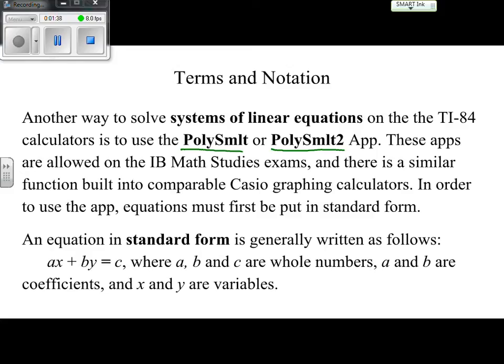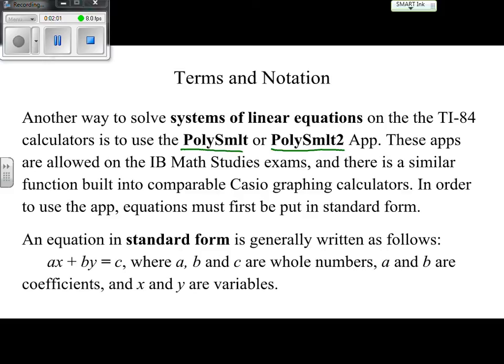SMLT stands for simultaneous. So we're solving simultaneous equations with multiple terms. That's what PolySmlt stands for. These apps are allowed on the IB Math Studies exams. And there's a similar function that comes standard on Casio calculators, but we'll again be looking specifically at the TI-84 or TI-83 calculators with this.